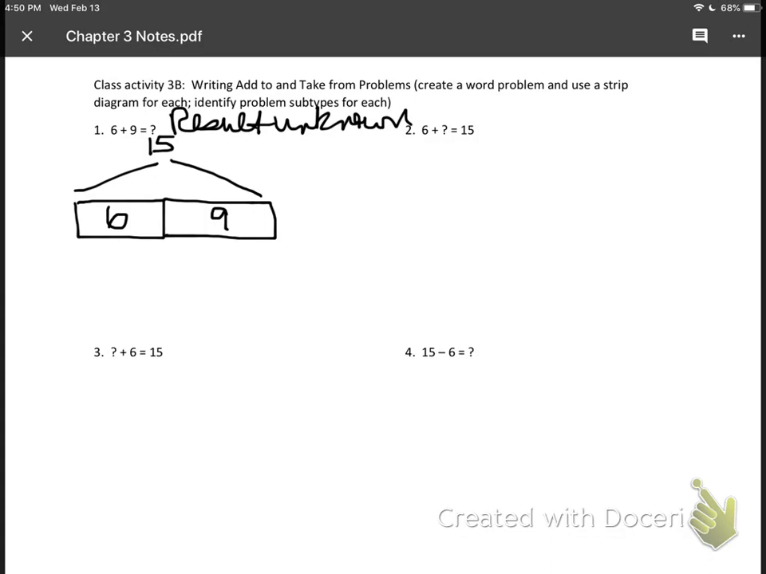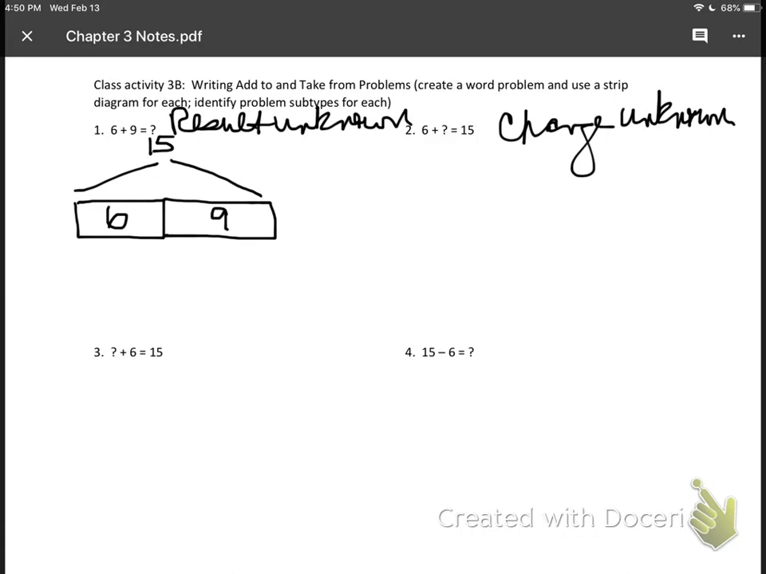Okay, the next problem is 6 plus something, and I noticed that they're not introducing variables yet, clearly, but you can see how this will naturally go into a variable problem when the question mark becomes an X. So that's just a little aside, but let's keep going. So 6 plus something equals 15. So the 6 that was the original thing they had has been changed by something. So what is that? We don't know. That's what we're looking for. So this is a change unknown problem.